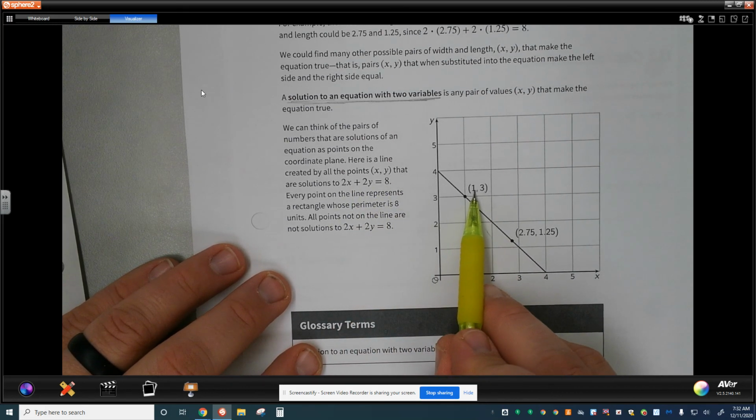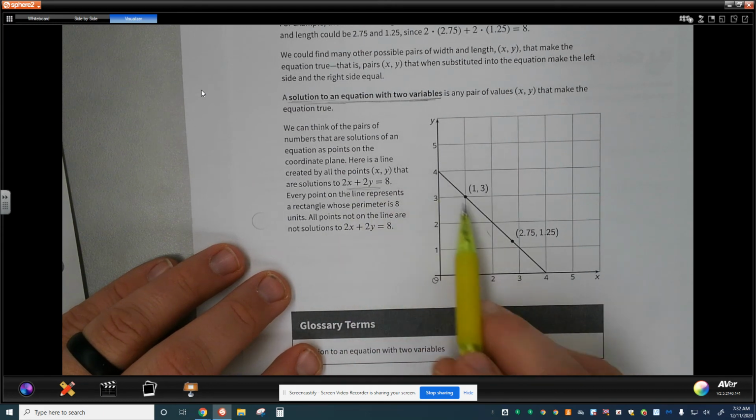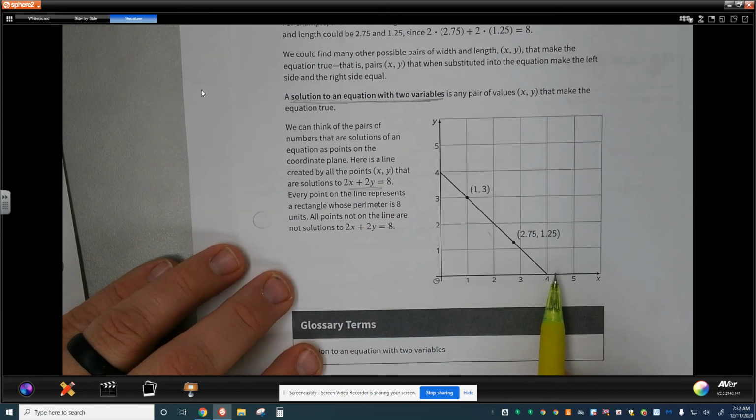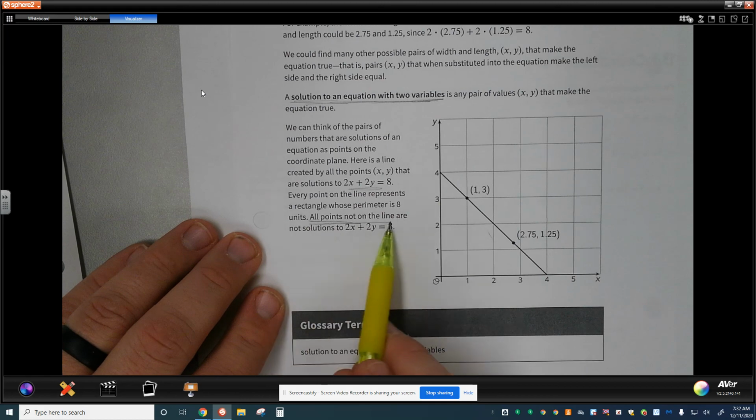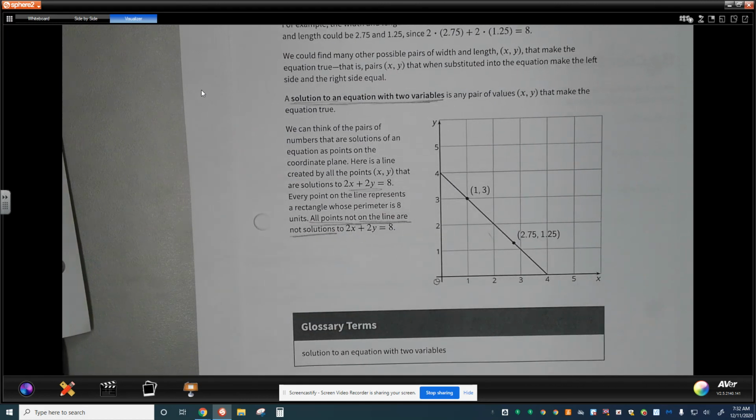When we substitute those values of x and y into the known equation for the graph, we know that has to be a true solution. All points that are not on the line are not solutions. So all points not on the line are not solutions. All points that are on the line are solutions. That's our major concept from this lesson.